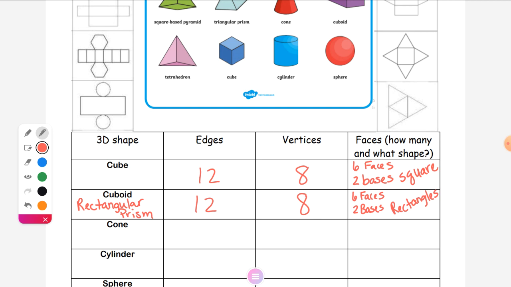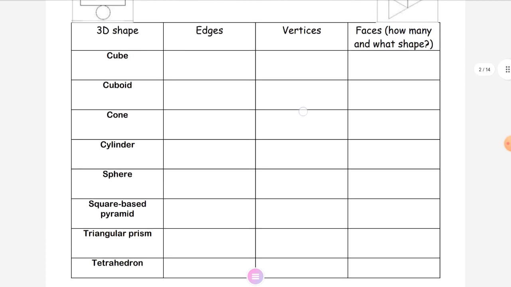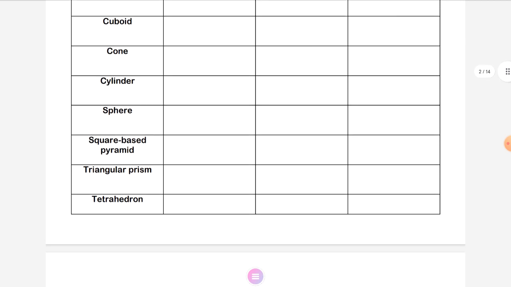Cone, let's mark out because we're not talking about that this year. Why not? It has circles. We let Miss Cooper deal with pi. Cylinders out. Why? Has a circle. What about a sphere? It's out. It's a 3D circle. Okay, now we're to square-based pyramid.